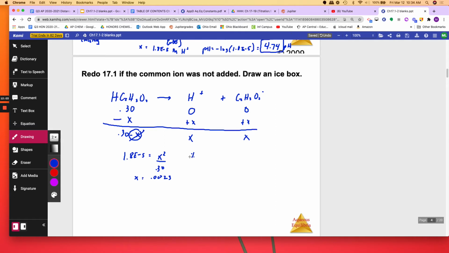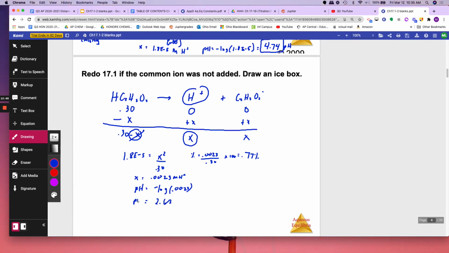Solving for percent ionization, I got 0.0023 divided by 0.30 times 100, hoping that it is less than 5%, is equal to 0.77%. So that's less than 5%, so that's good. So X is the H plus. Okay, so this is the molarity of H plus. pH is equal to negative log of 0.0023. pH is 2.63.